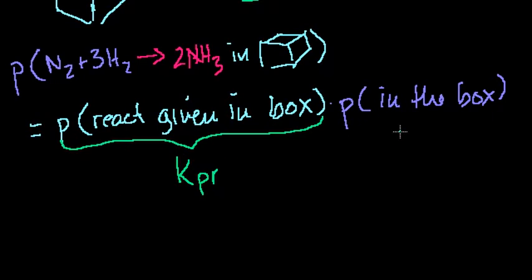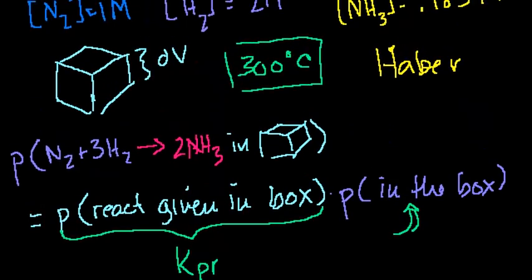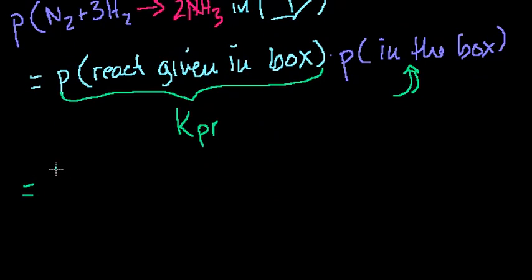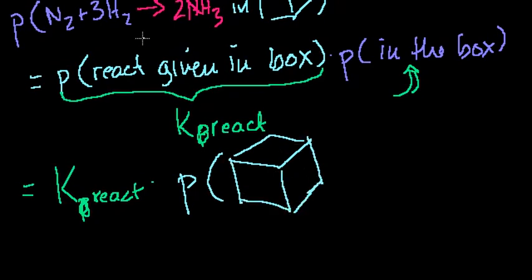So what we should be concerned with is the probability that we have those 4 molecules, right? 3 molecules of hydrogen and 1 molecule of nitrogen in the box. So this is equal to some constant. I'll call it the constant of reaction, if you have them in the box, times the probability that they're in the box. Let me draw the box. So we want to know the probability where this box is just some volume that I have, of 3 hydrogen molecules.